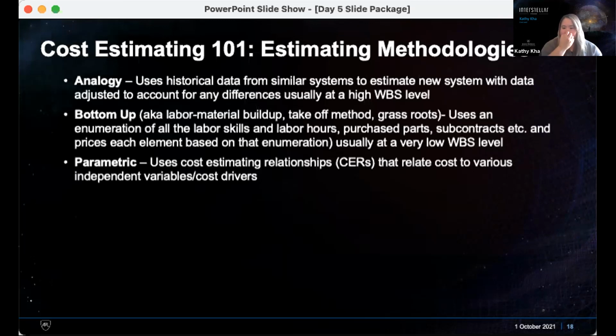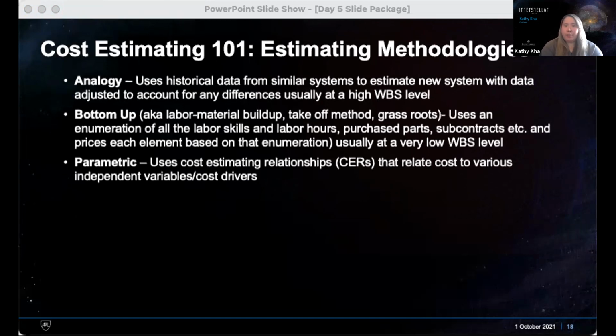Bottom-up is a buildup of labor, parts, and other efforts, exactly what it sounds like. It's an add-up of all those things together. It requires a lot of detail, and that's not something that we have yet for Interstellar Probe. Typically, you don't really see bottom-up estimates until around phase A, and right now we're pre-phase A, so that's not something that we've incorporated yet. But that is something that further down the line we do want to incorporate.